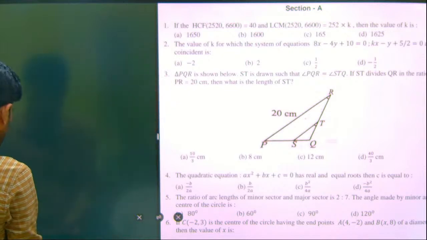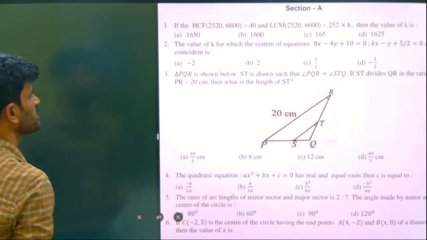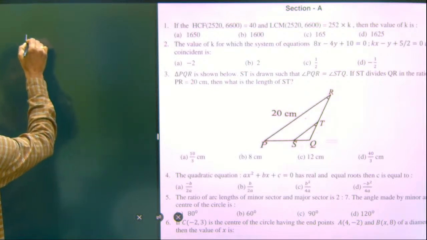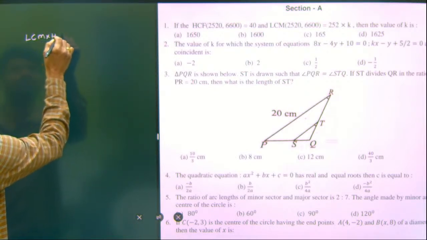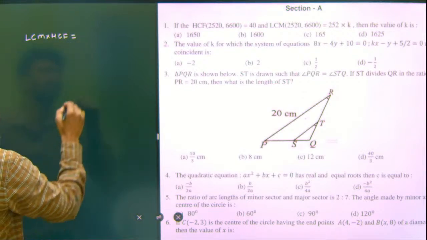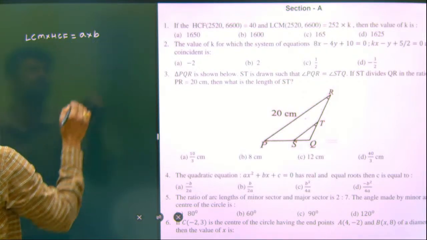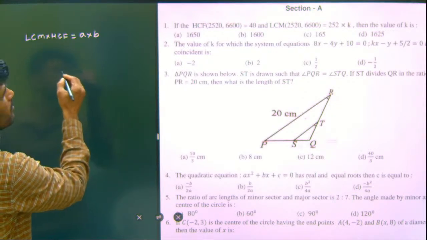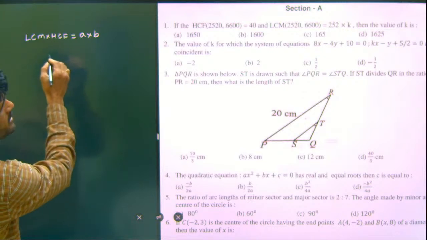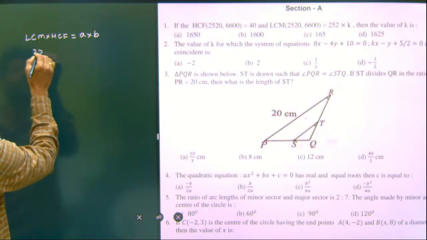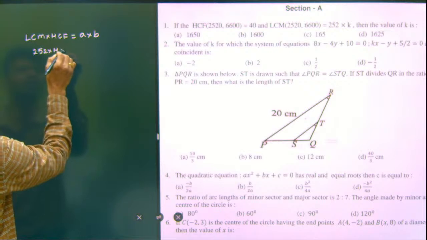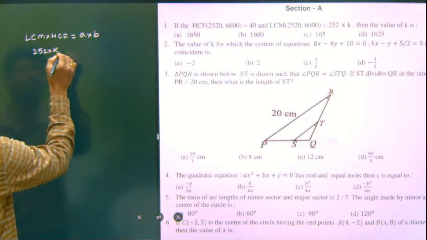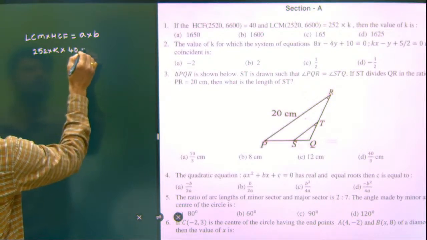First question is about LCM and HCF, the first chapter. Here LCM is given and HCF is given. We know LCM into HCF is equal to the product of two numbers. Let the two numbers be A and B, so A into B. LCM is given as 252 into K, into HCF which is 40. So 252 into K into 40 is equal to A into B.